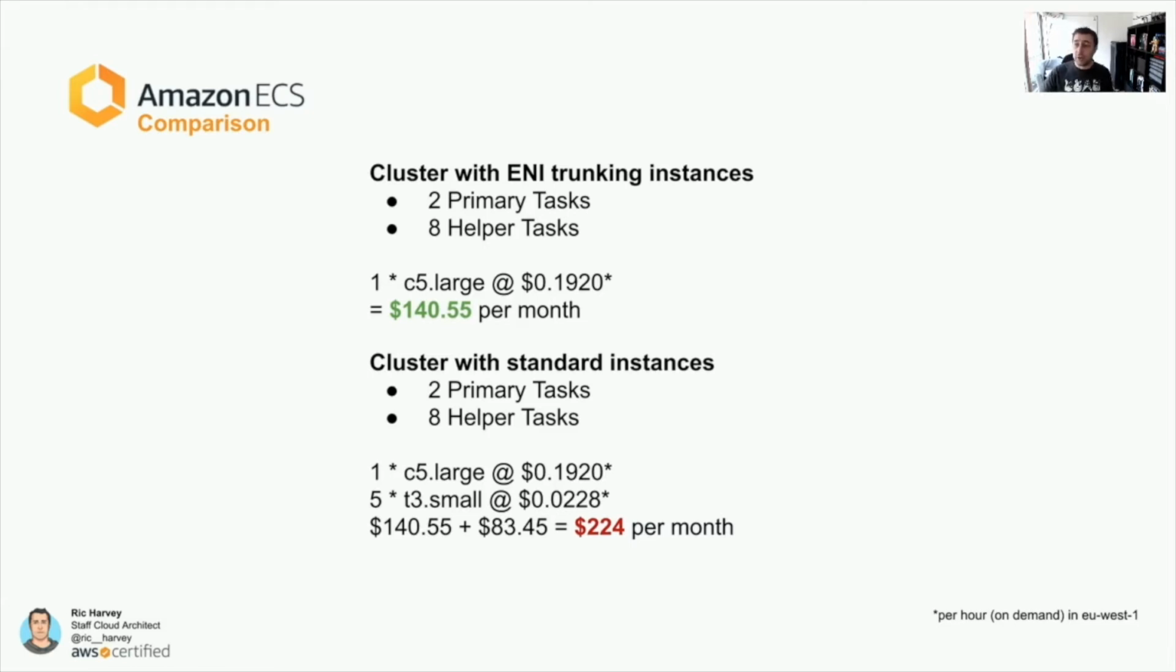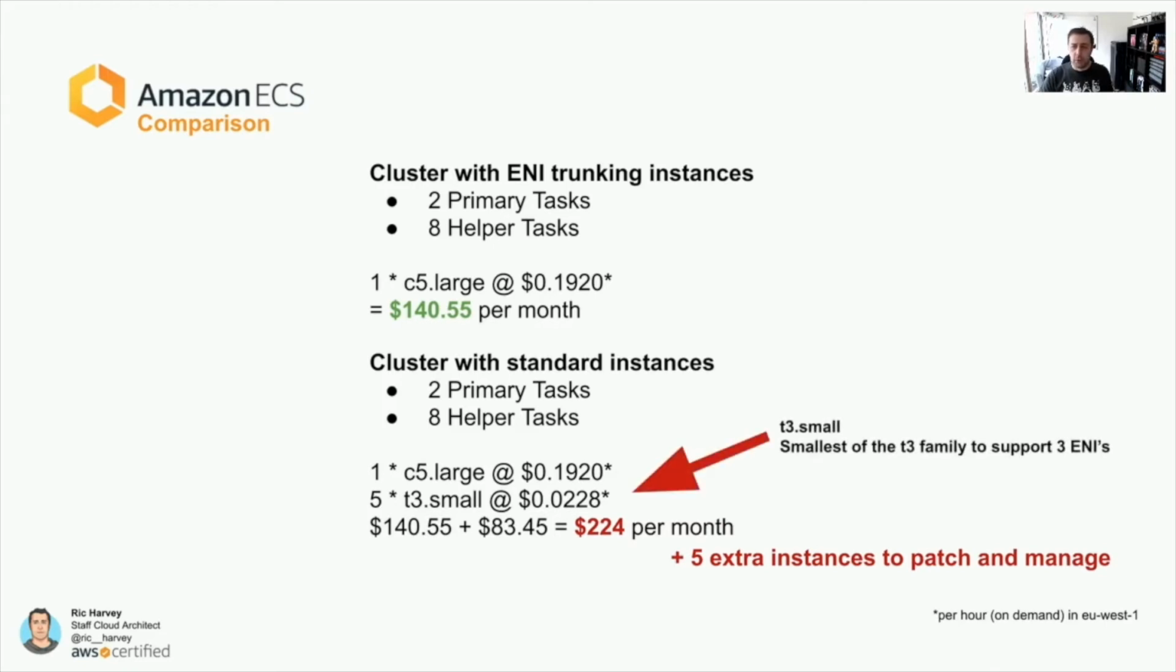If you're doing this at scale, that sort of thing soon adds up. And also don't forget, there's 5 extra instances you have to run, patch and manage. So in the AWS shared responsibility model, AWS look after that managed control plane of ECS, but all the instances underneath, that's your responsibility. You've got to do OS updates, make sure the Docker agents are latest, ECS agents are latest. Firewalls as well. So the T3 small is actually the smallest of the family to support 3 elastic network interfaces. So that's why I was squeezing those instances.